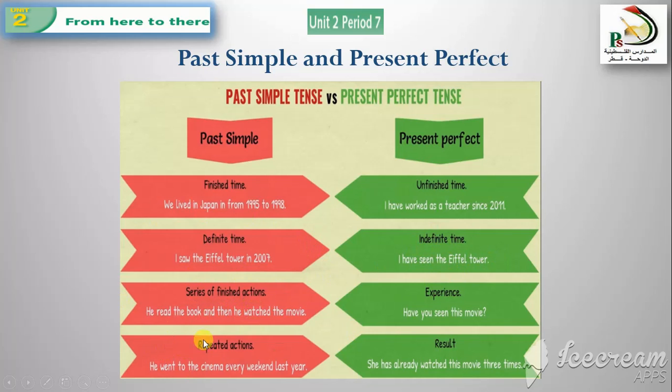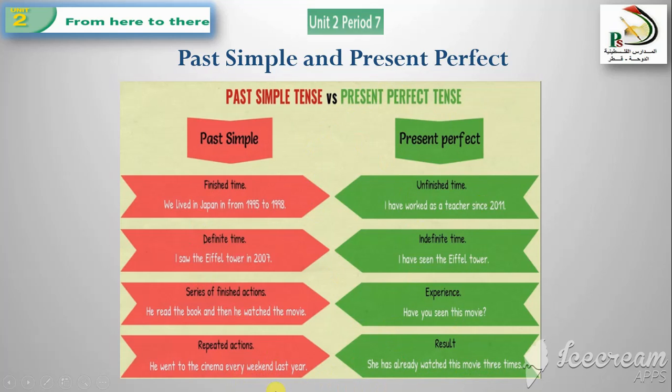Series of finished actions: he read the book and then he watched the movie. Experience: have you seen this movie? Repeated action: he went to the cinema every weekend last year. Result: she has already watched this movie 3 times.